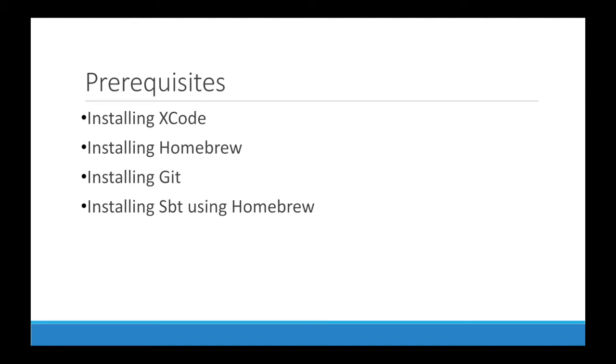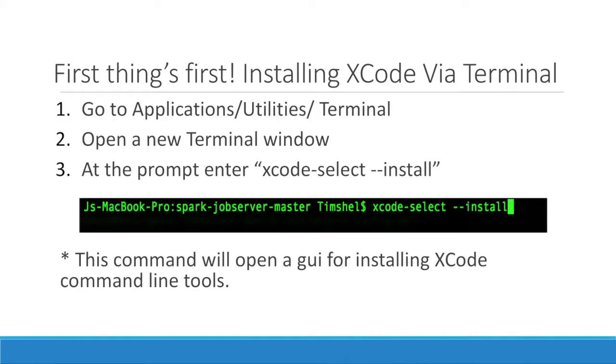First, we'll go over the prerequisites for installation of the Spark JobServer. This includes installing Xcode, installing Homebrew, installing Git, and installing SBT using Homebrew. Don't worry if you don't know what some of these terms mean yet. We will go over all of that in the following slides. First things first, let's get started installing our prerequisites.